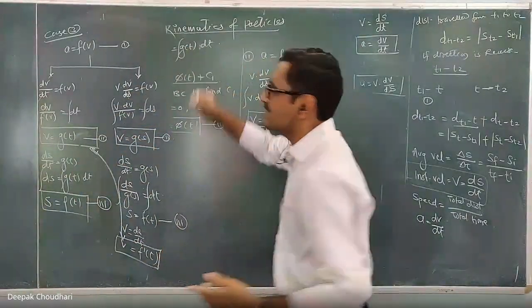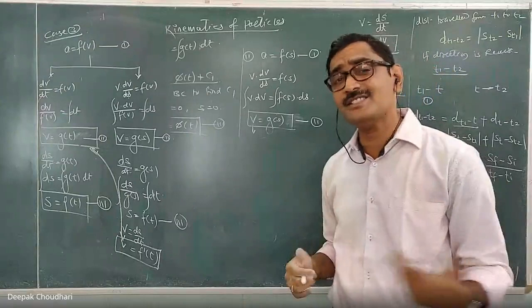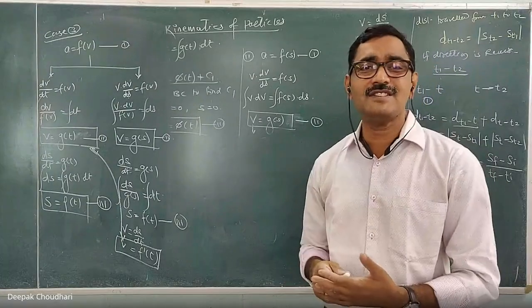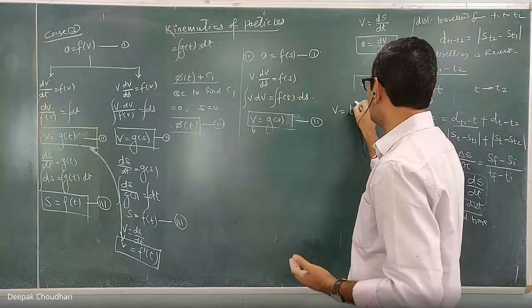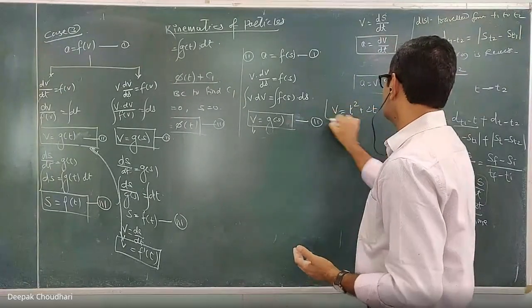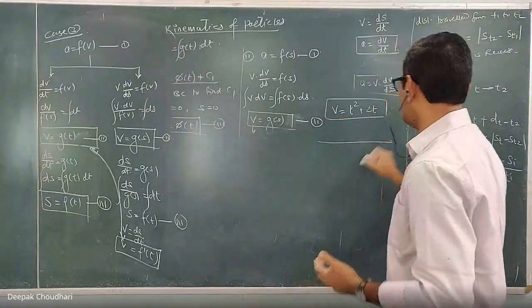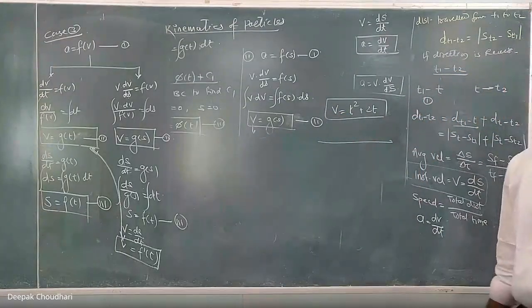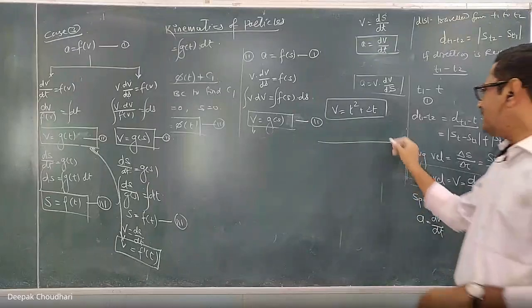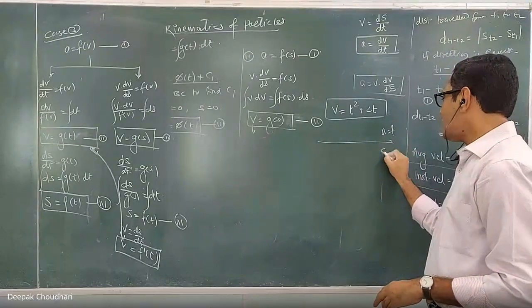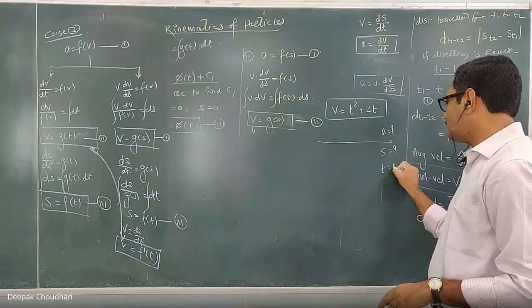Here I have considered that in all three cases the function of acceleration, the equation of acceleration, is given. Sometimes the equation of velocity would have been given. For example, v equal to t square plus 2t. Here one particle is moving along a straight line such that its velocity is varying like this, and it may ask to calculate the acceleration and displacement at t equal to 10 seconds.